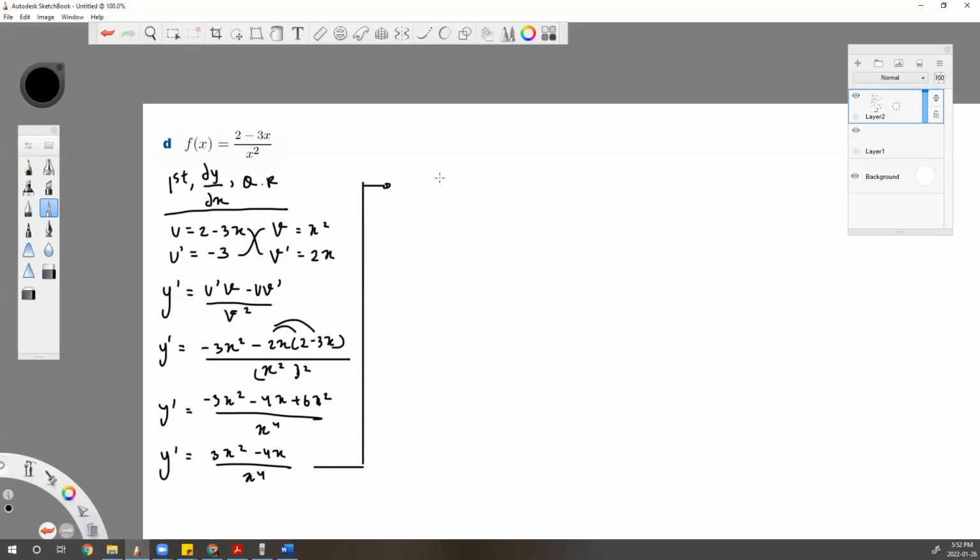So the second derivative is d squared y over dx squared, using the same quotient rule, right? So what is the u? The u is here, the new u, 3x squared minus 4x, and the v is x power 4, right? u' will equal 3 times 2 using the power rule, 6x minus 4. The v' will be 4x cubed, right? And what next can we do? Okay, rewrite one more time.